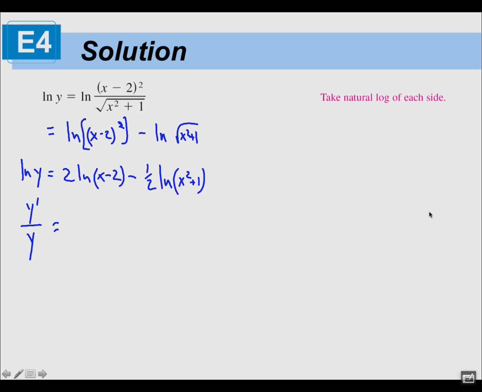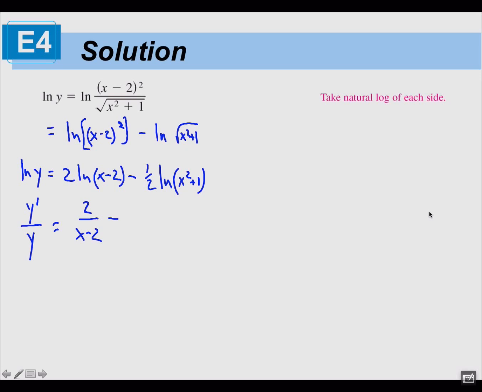What's a derivative of 2 times the natural log of x minus 2? 2 over x minus 2. Well done. Any problems with that? If we forget about the 2 there, the derivative of the natural log of x minus 2 is 1 over itself, x minus 2, but we had a 2 floating out there.